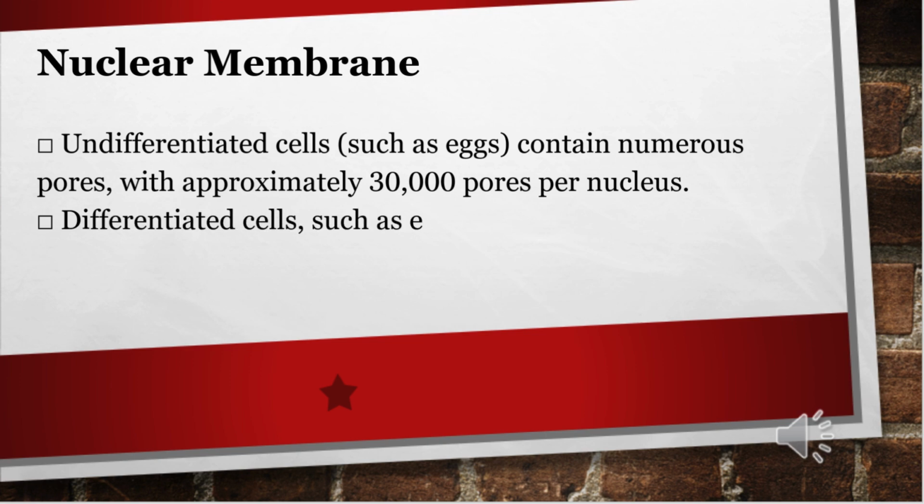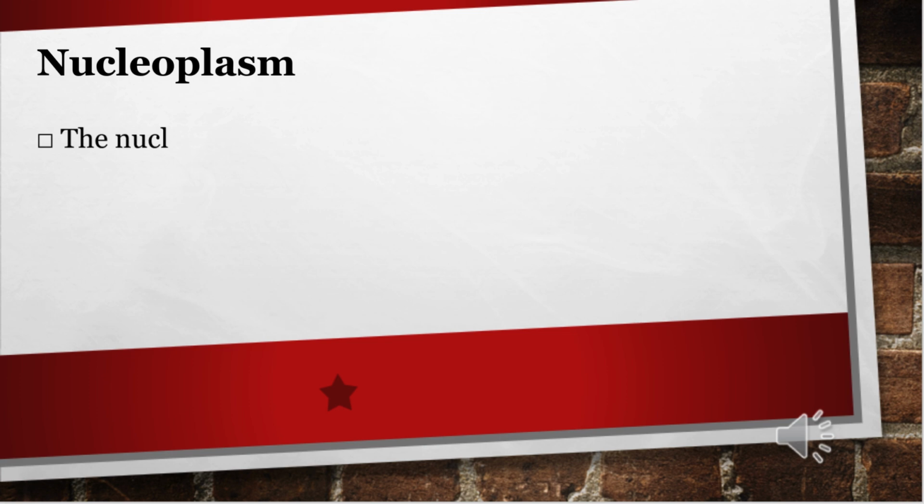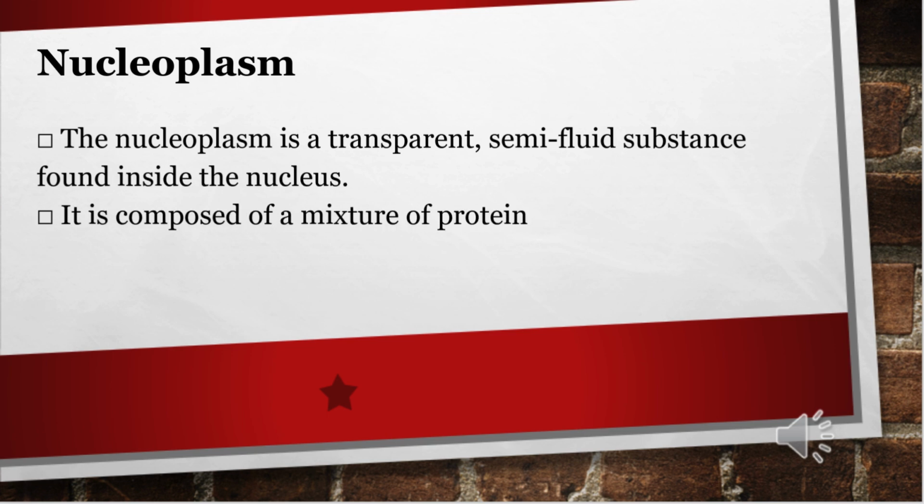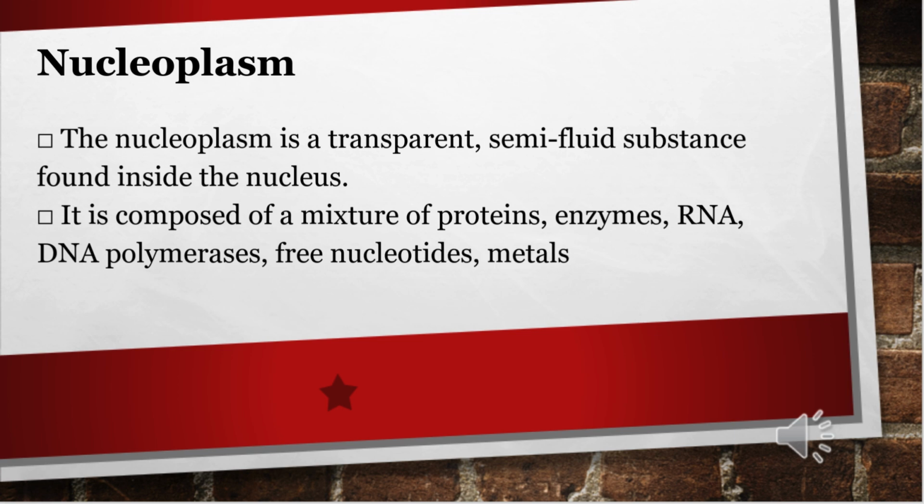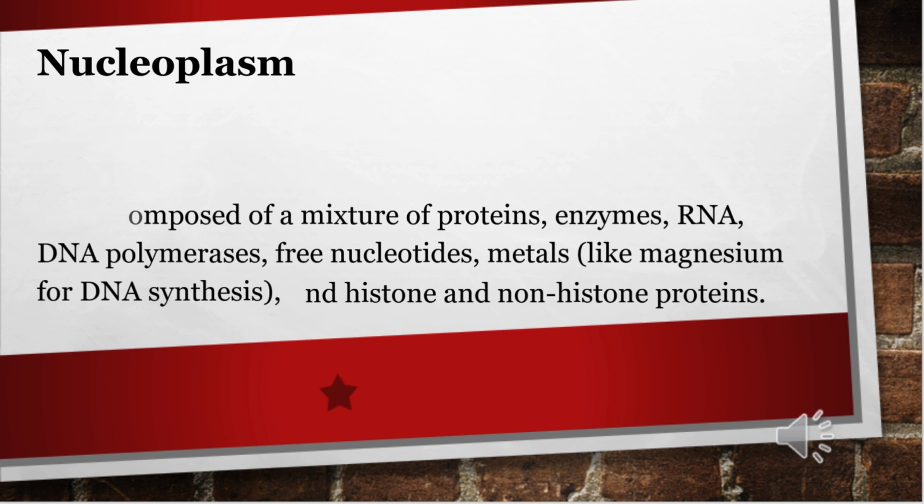In contrast, differentiated cells, such as erythrocytes, have only 3 or 4 nuclear pores per nucleus. The nucleoplasm is a transparent, semi-fluid substance inside the nucleus, composed of a variety of components. It includes proteins, enzymes, RNA, DNA polymerases, free nucleotides, and essential metals, such as magnesium, which are crucial for DNA synthesis. Additionally, it contains histone and non-histone proteins, which play roles in DNA packaging and regulation.